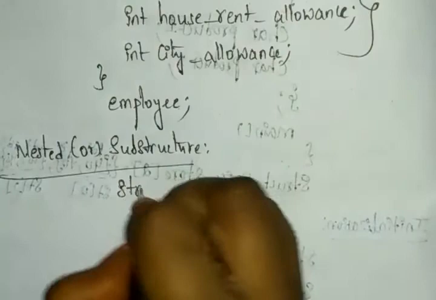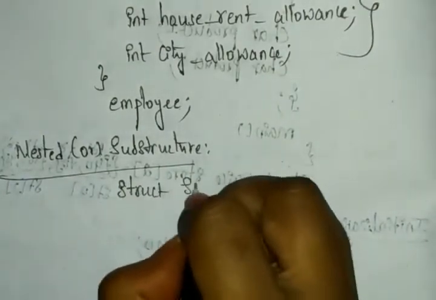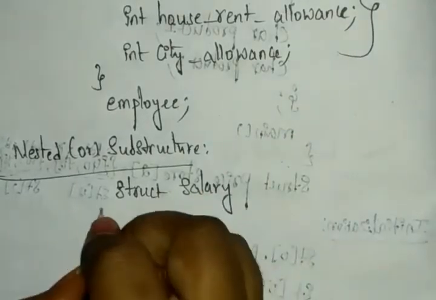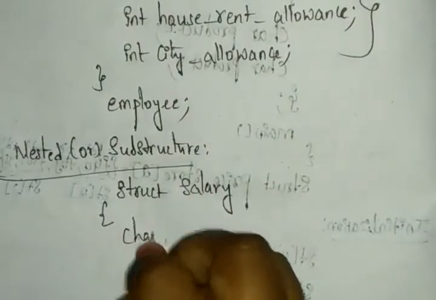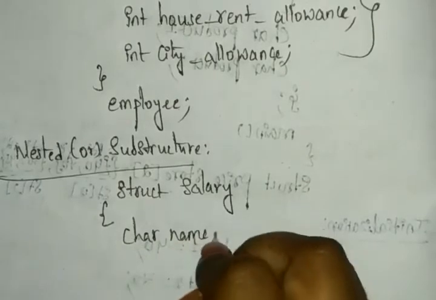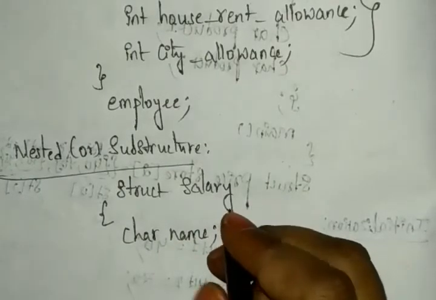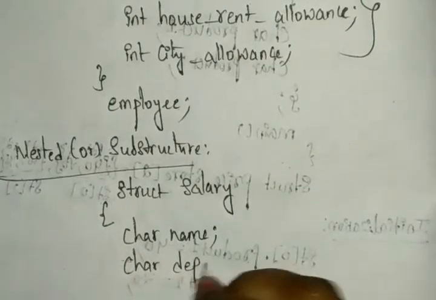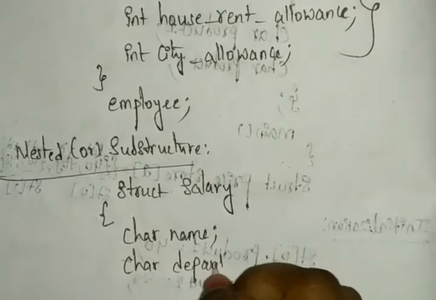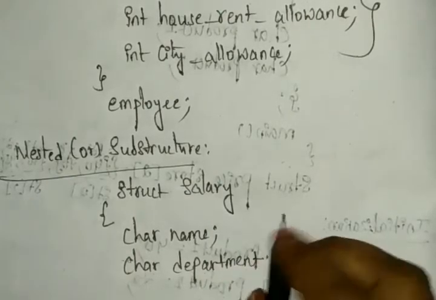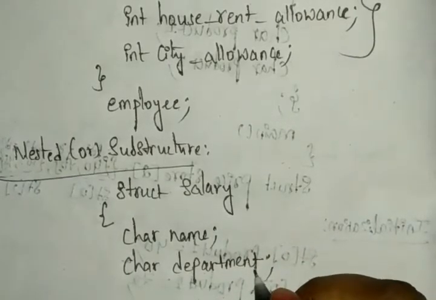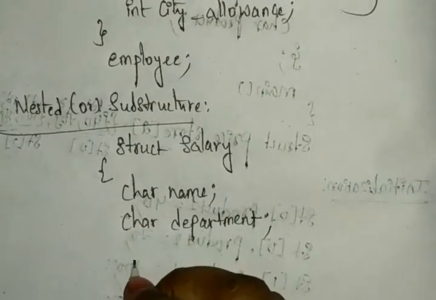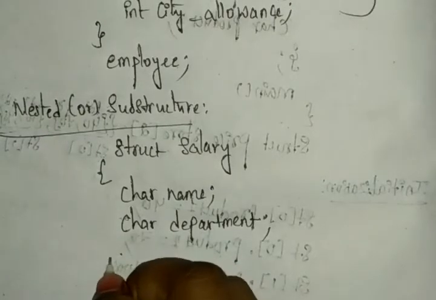We have struct salary, similar to the previous one. Next, open the brace. Here I am writing char name. This is also similar; we are only changing the allowances. Next I am taking the department. If you need, you can choose the basic pay, or you can leave it; there is no problem. Then I am taking a struct again.